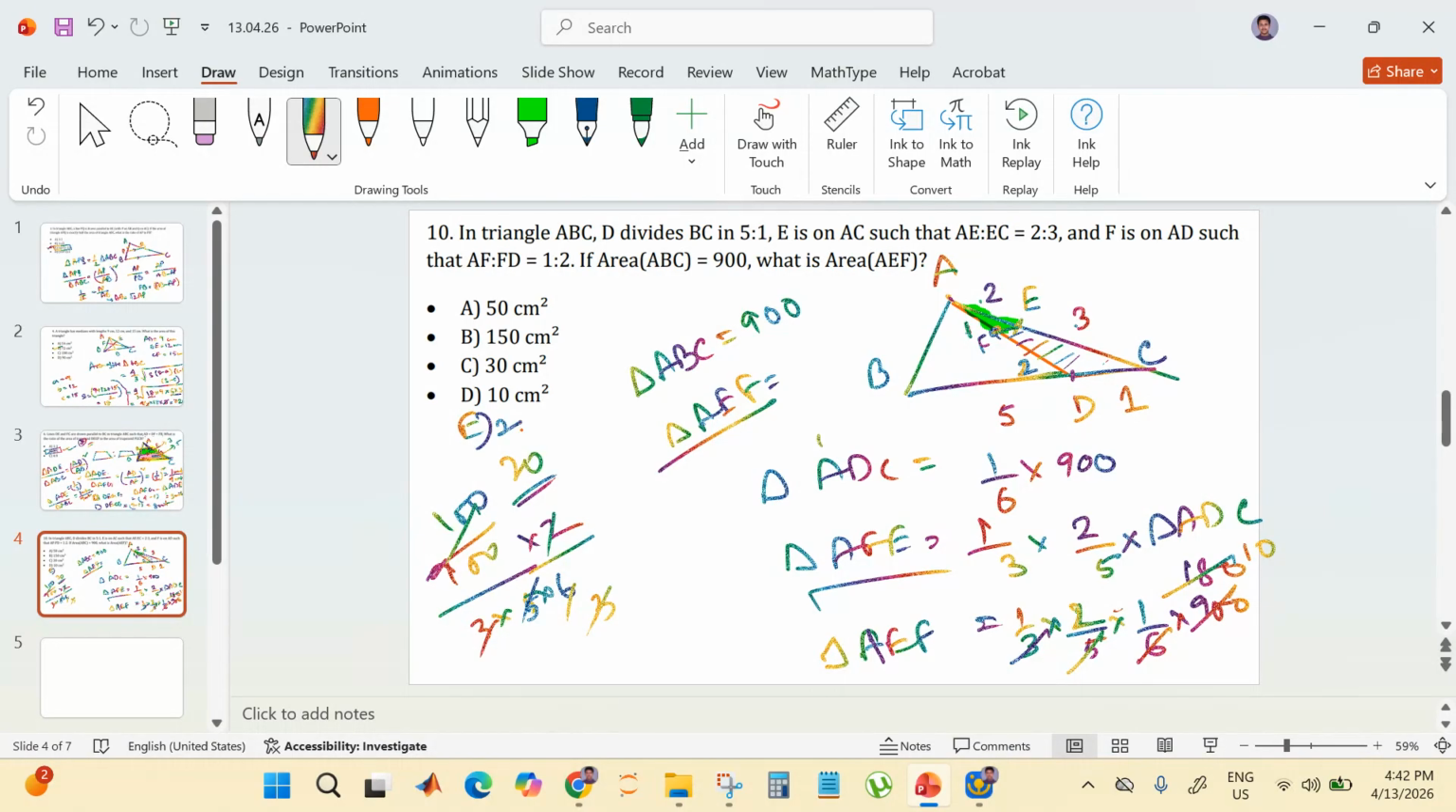So I am writing 20 centimeters square. And this is the correct answer, okay. You can check by yourself also.